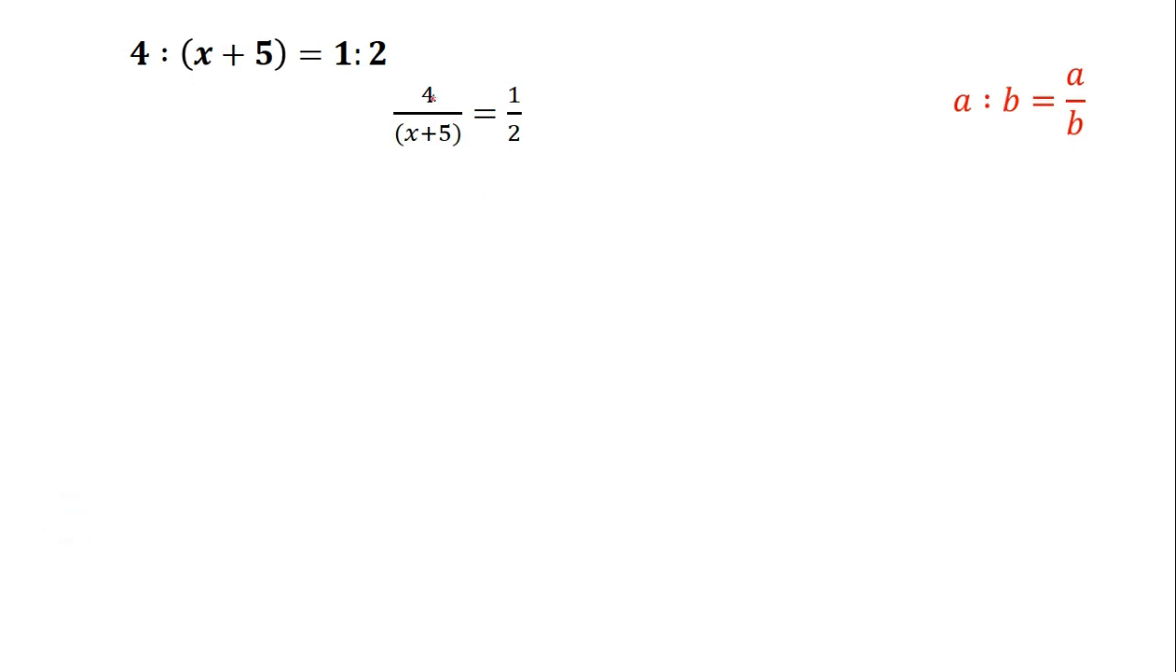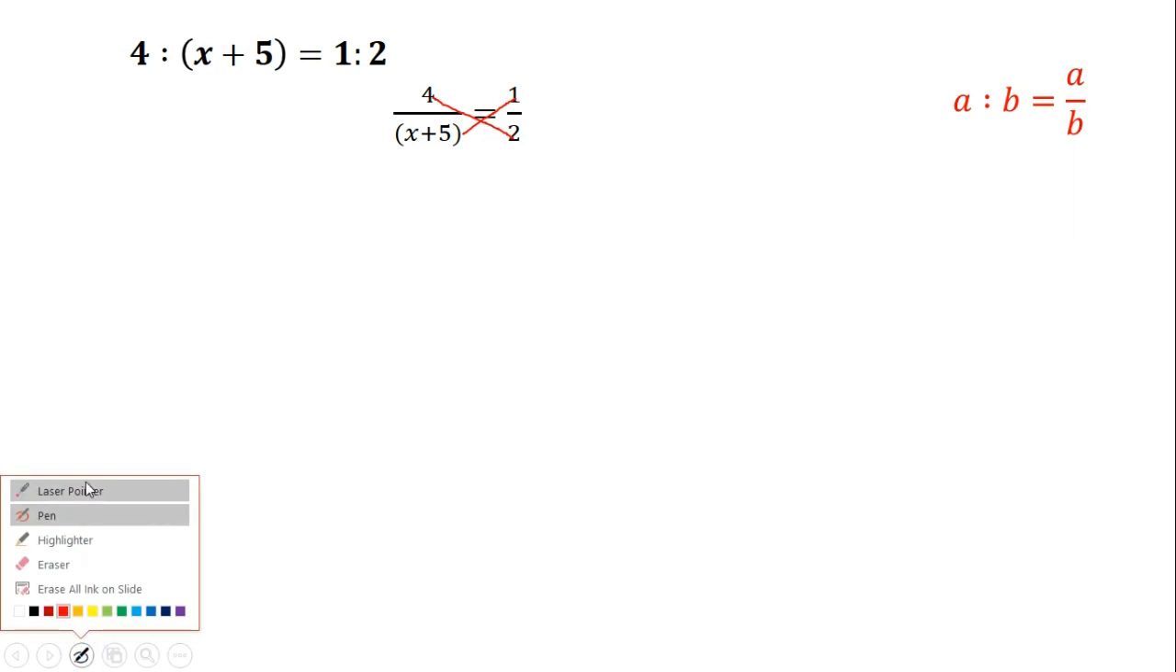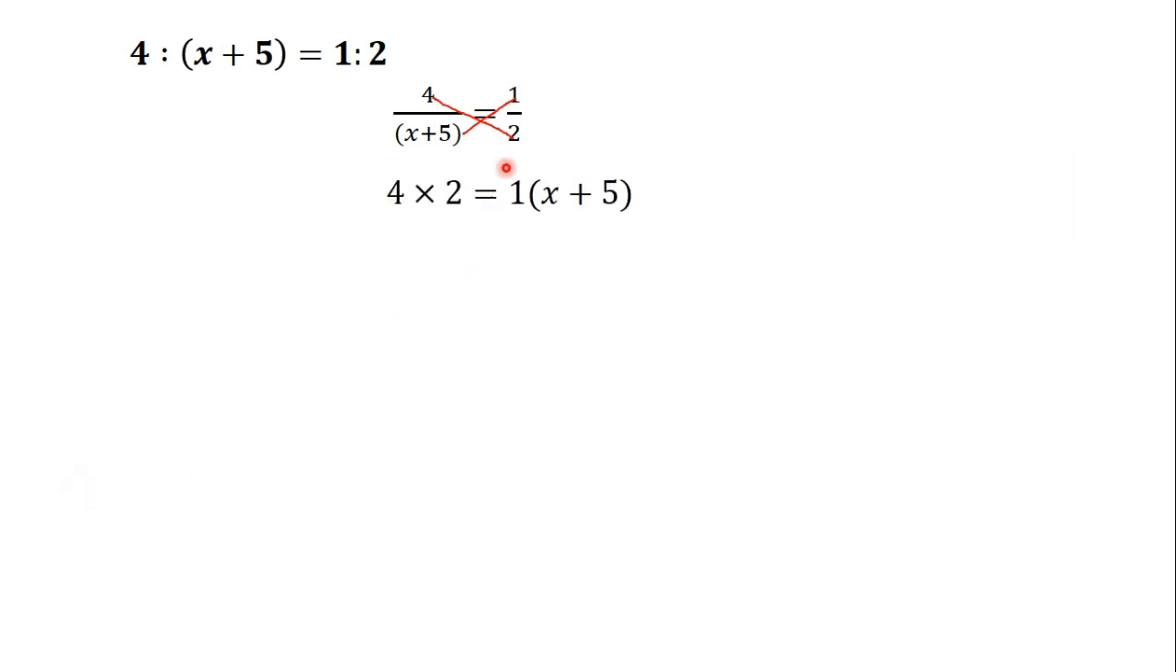So you have the numerator here, which is 4. It will multiply the denominator here, which is 2. Then the numerator here, which is 1, will multiply the denominator here, which is x plus 5. Now this will give us 4 times 2 is equal to 1 times x plus 5. X plus 5 is a binomial, so you will put it in a bracket. You will have 1 into bracket x plus 5.